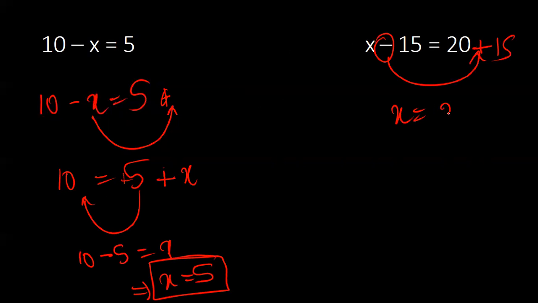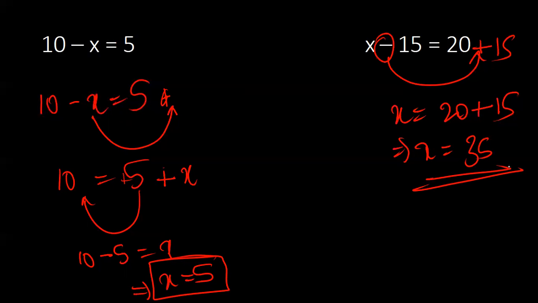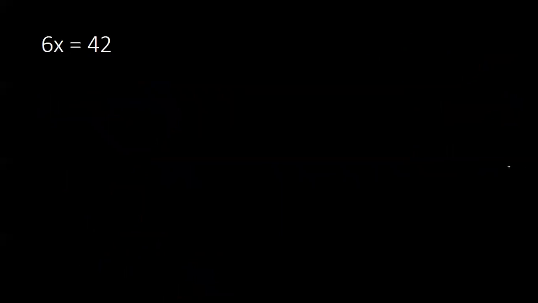So x is equal to 20. Plus 15 implies x equal to 35. You can always check it. 35 minus 15 is 20. Now that was with addition and subtraction.